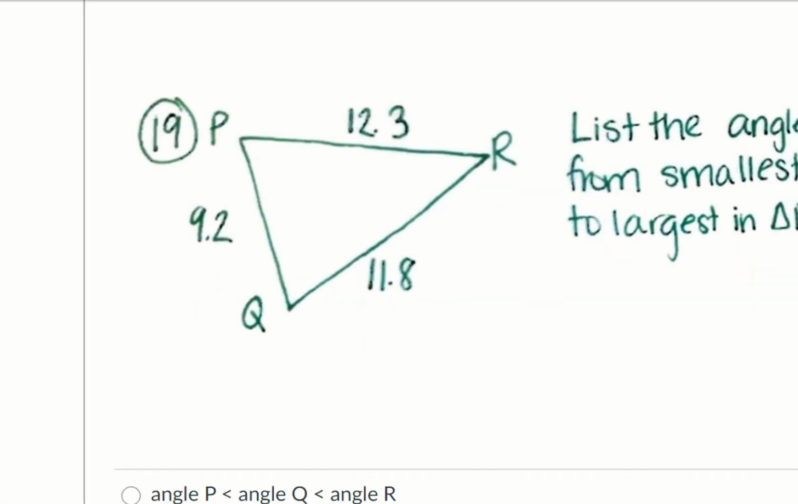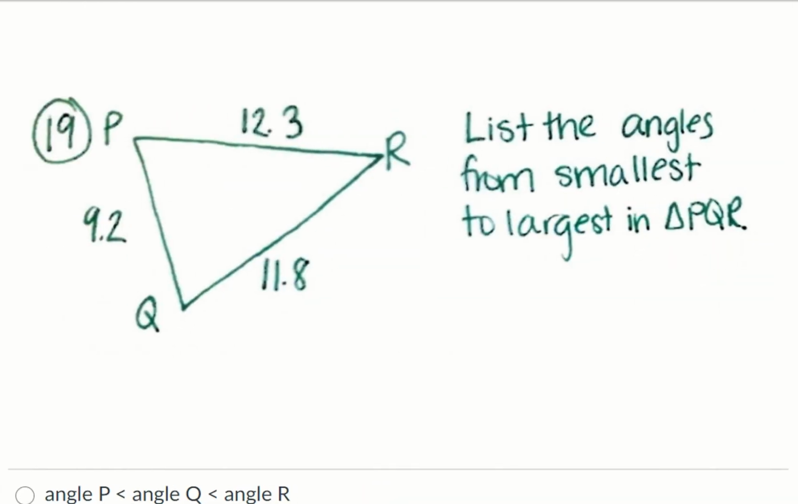Question 19. List the angles from smallest to largest in the triangle. All right, so we're simply listing them out. This is a 5.4 problem where you're looking at theorem 5-9 in the textbook. So here we're going to compare where that angle is related to this side. This angle is related to the opposite side. This one is related to that side. So which side is bigger? Or which side is smaller?